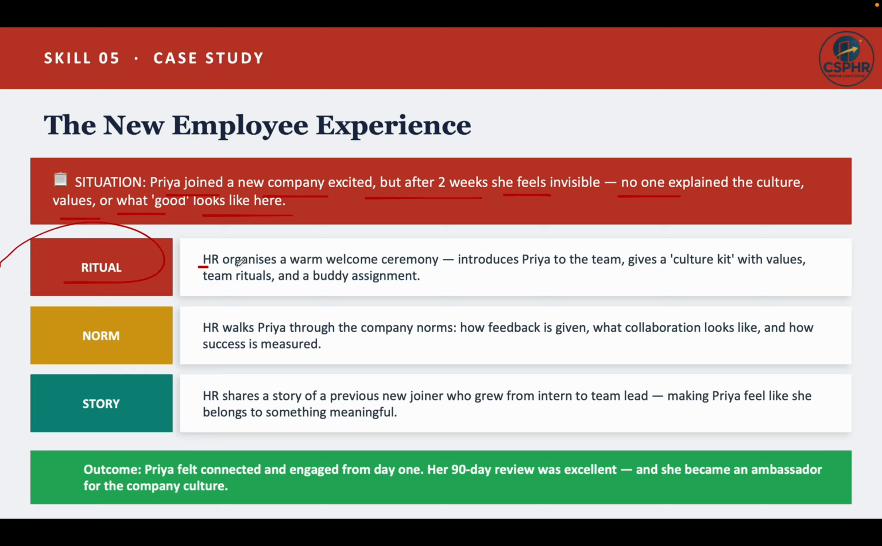Ritual. So HR organizes a warm welcome ceremony and introduces Priya to team members. Then norms. As an HR generalist, you have to tell her about company norms. For example, how feedback is given, what collaboration looks like, how success is measured. Then story. So HR shares a story of previous new employees who did a good job, so that Priya also feels connected. So this is the case study.